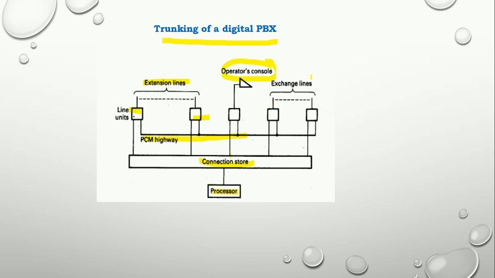And on this side you have exchange lines. Simply you can think of it, this is nothing but the line module whatever you are going to connect, and this side is exchange line, which means you can call it a trunk module. So the processor will control the connection store, which will again control the line modules and also the trunk modules.